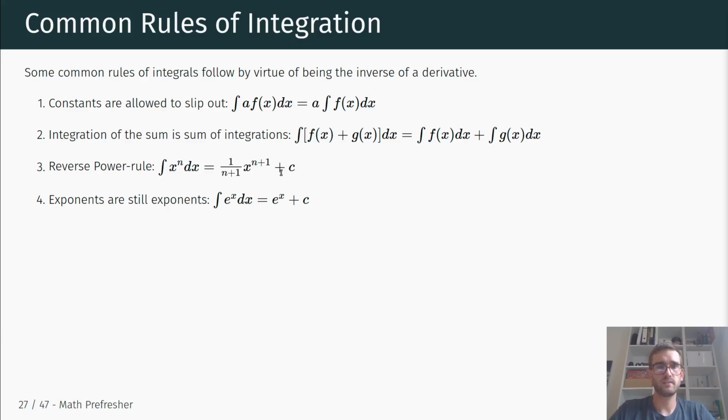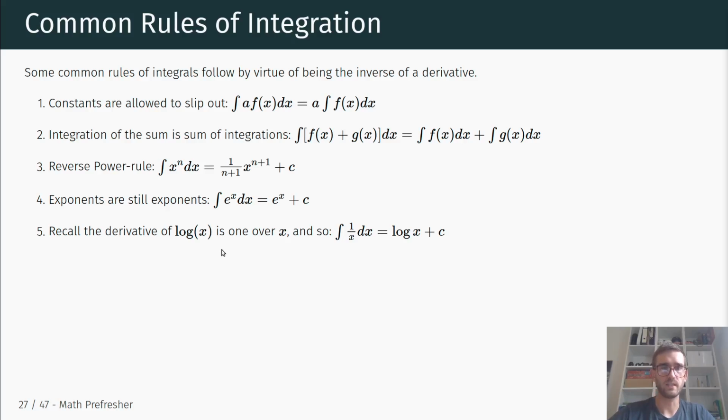So secondly, the natural exponent, or e to the power of x, is still an exponent. So the integral of e to the power of x is e to the power of x plus, again, some constant c. If we remember from the previous video that the derivative of log of x is 1 over x, so we know that the integral of 1 over x dx is also log of x plus c.